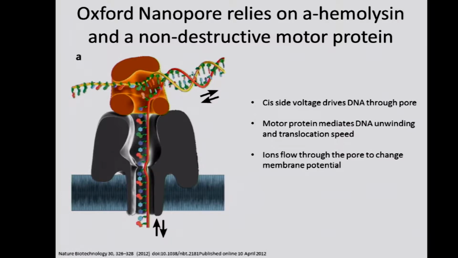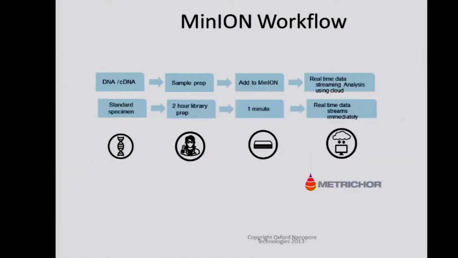So fundamentally, the Oxford Nanopore is an alpha hemolysin non-destructive DNA sequencer. The cis voltage drives the DNA through the pore. The motor protein, that's this guy here, facilitates DNA unwinding and facilitates translocation speed. I don't know what this protein is. It's a mutant something, but it does control the speed. Maybe it's a helicase. It's probably a helicase of some sort. But that was what's going on. That's one of the proteins that's involved in the translocation. And the ions through the pore change the membrane potential locally, and you measure current.